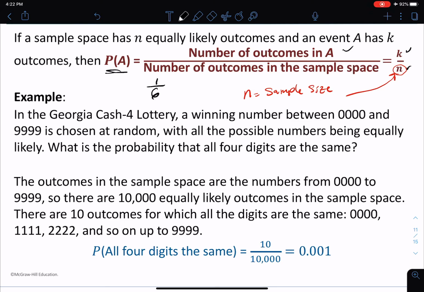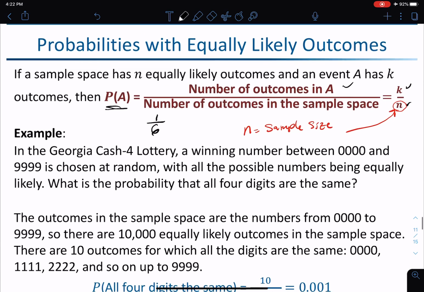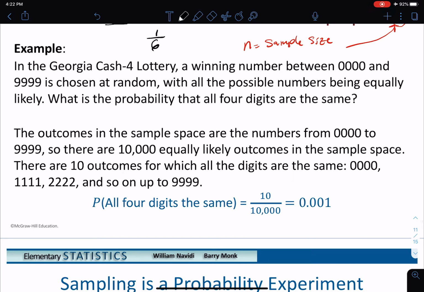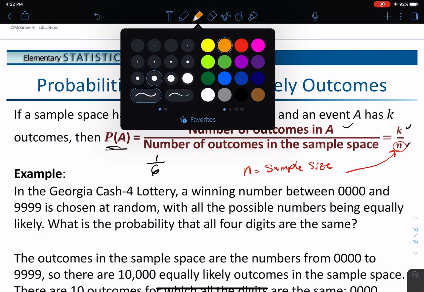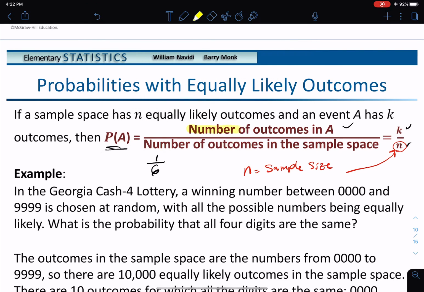Now, what they mean by the same is repeating the same number. Okay, so remember, in order to do probability, you're going to need to know the number of outcomes in your event, right? The things you're looking for, and then it's going to be divided by the total sample space, which is the total number of outcomes.